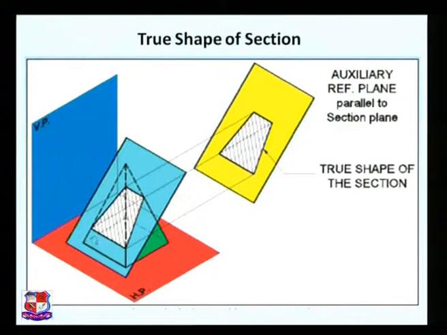Here a square pyramid is there. It is cut by a cutting plane which is inclined to HP at a certain angle and perpendicular to the vertical plane. So its true shape would be like this. And here this auxiliary reference plane is parallel to the section plane that we can draw. And this we will discuss in subsequent examples, how to draw various auxiliary reference planes.